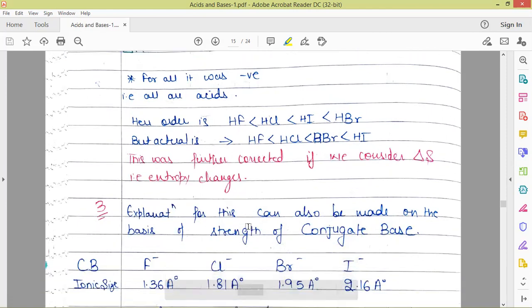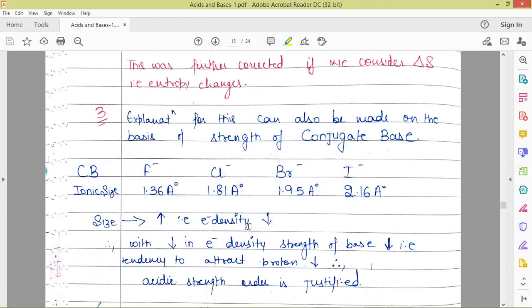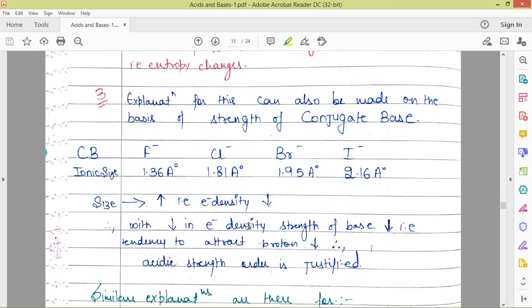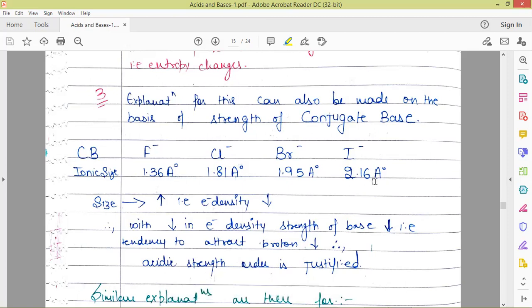A third explanation is also there for this, which is based upon the strength of the conjugate base. The stronger the acid, the weaker its corresponding conjugate base, as we have already discussed. So these are the conjugate bases of the corresponding hydroacids, and here are the ionic sizes. The larger the ionic size, the lower the electron density. The ionic size of I negative is maximum, which means its electron density is minimum.